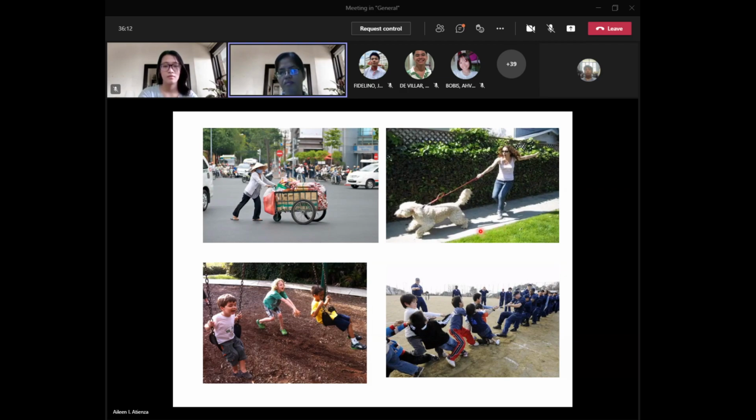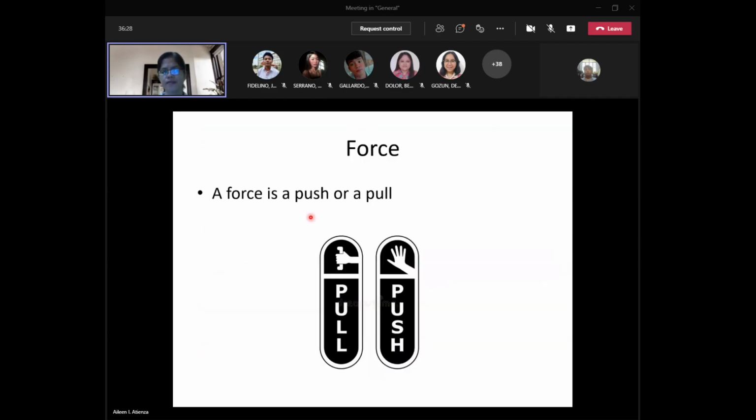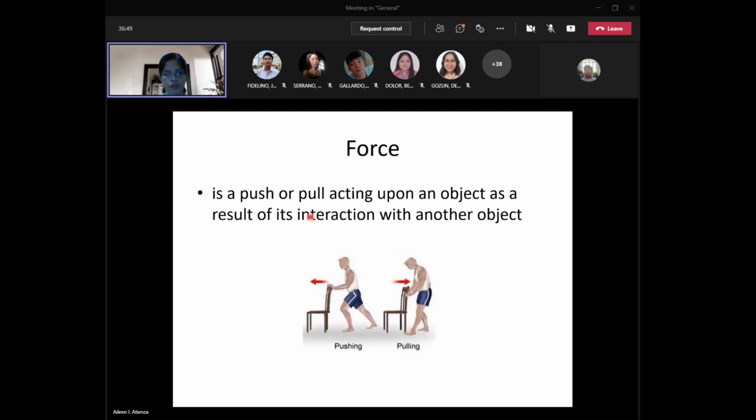So vertically, ma'am, we have photos that are involving the pull. Okay, so this one is being pulled. And the two remaining photos, we have push. We define force as simply if you have an action of push or pull. Okay, as simple as that. If you'll be seeing a motion due to a push or pull, meaning we are exerting a force on that particular body. So, two actions lang yan, push or pull.